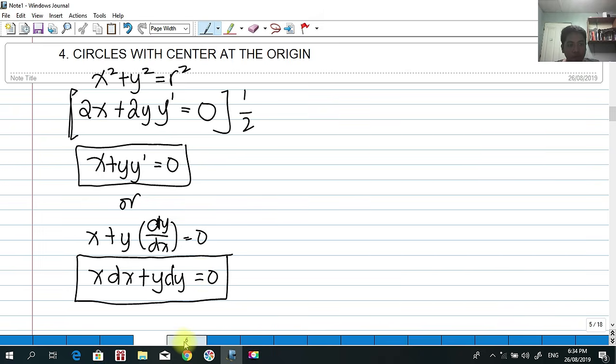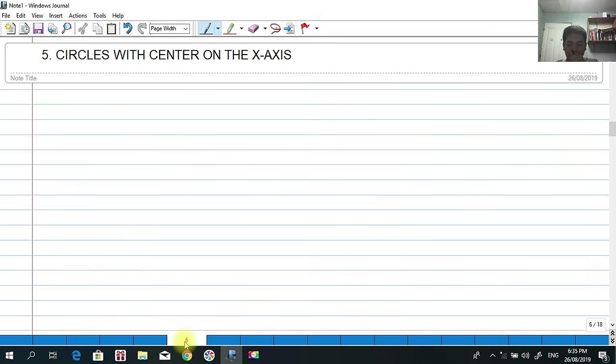So for number 5, we have the circles with center on the x-axis. For the solution, first we need an equation of circles with center on the x-axis. That is (x - h) squared, where h is the coordinate of the center of the circle, plus y squared equals r squared. So we have two arbitrary constants: the coordinate h and the radius r. So technically, we're going to differentiate this twice.